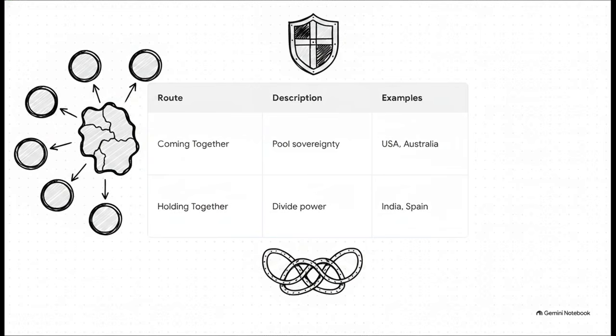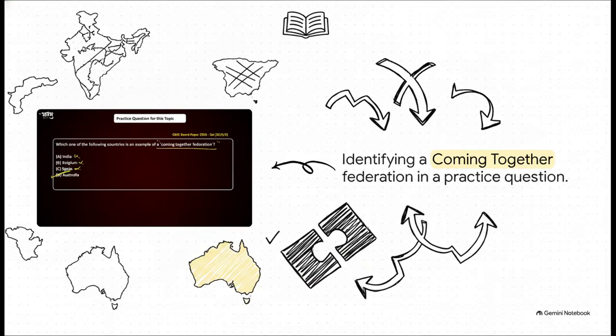India, Spain, and Belgium are prime examples here. In this setup, the central government tends to be more powerful, and states might not all have equal powers. Let's apply this immediately to a board practice question asking to identify a coming together federation from a list. Because we know India, Belgium, and Spain all took the holding together route to manage their massive internal diversity, we can easily eliminate them and confidently select Australia as the correct answer.